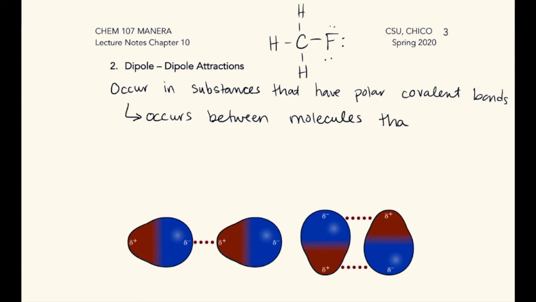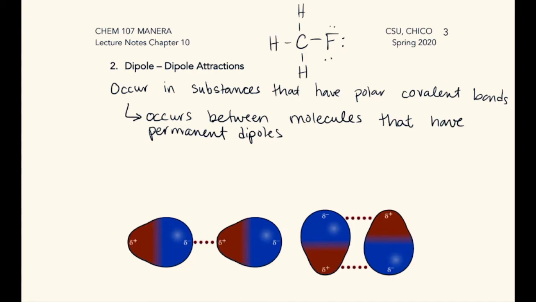And that's what I mean by polar covalent bonds. It occurs between molecules that have permanent dipoles, rather than the temporary dipole that we see with the London dispersion forces. So these are not present in every type of substance. Permanent dipoles only exist in polar compounds. Okay.